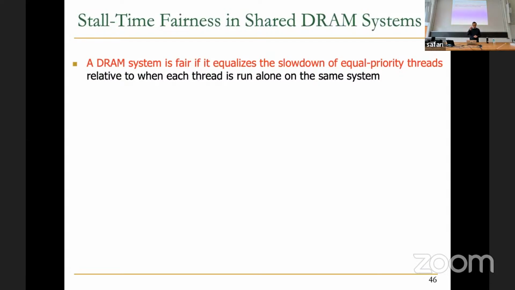So to be more concrete, we're talking about the DRAM system, and we're going to define a DRAM system to be fair if it equalizes the slowdown of equal priority threads. So there are some assumptions over here. If threads are equal priority, you don't want to equalize the slowdowns of completely different priority threads, right? If one thread is a lot higher priority to the user, you should prioritize that if you have that information. The difficulty happens when you actually have equal priority threads. And the goal is to equalize the slowdown relative to when each thread is run alone on the same system. Now we've introduced another difficulty over here, which is how do you figure out what your slowdown is compared to when you're run alone on the same system, right?